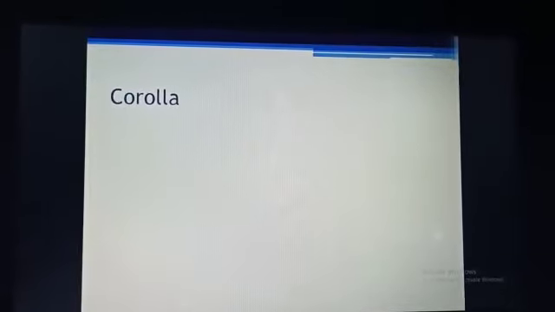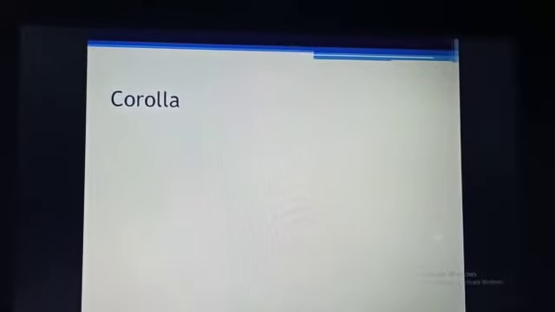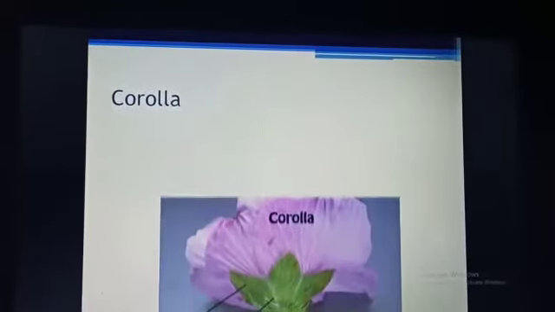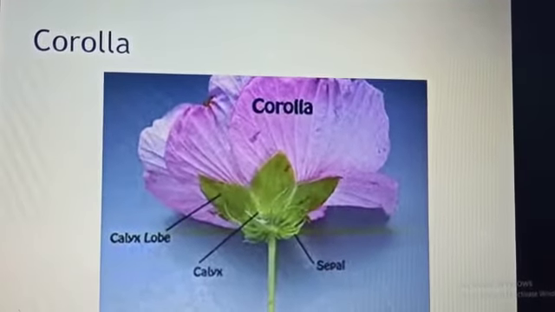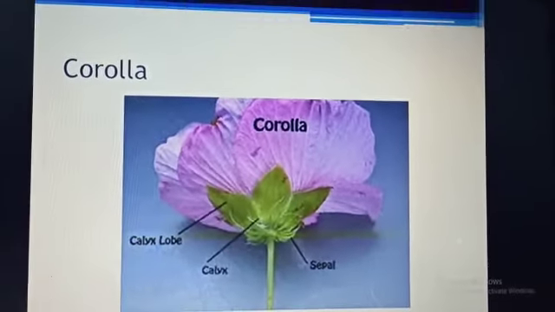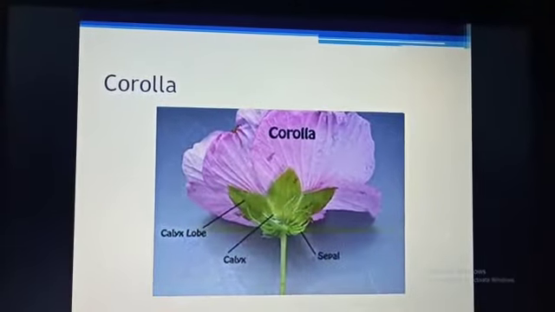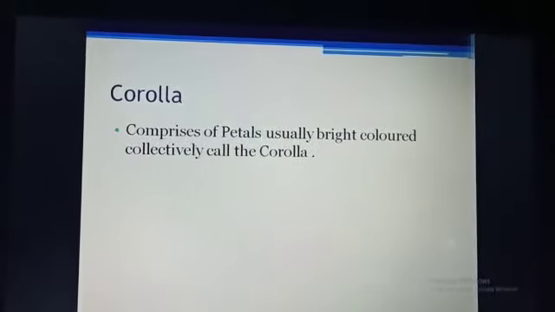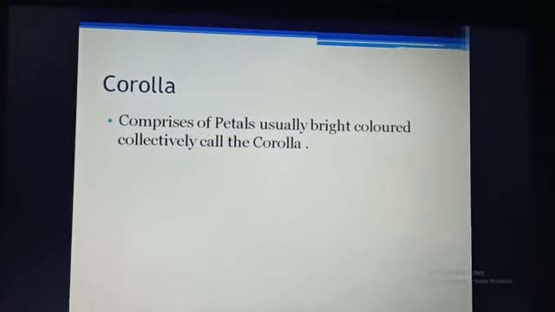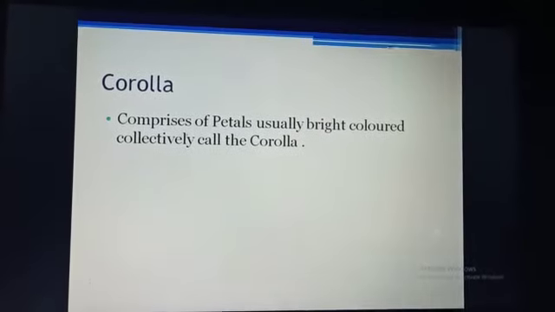Then there comes another part, that is corolla. Here you will see in this diagram how corolla looks like. It is mostly colored in nature. Comprised of petals, usually brightly colored, collectively called the corolla.